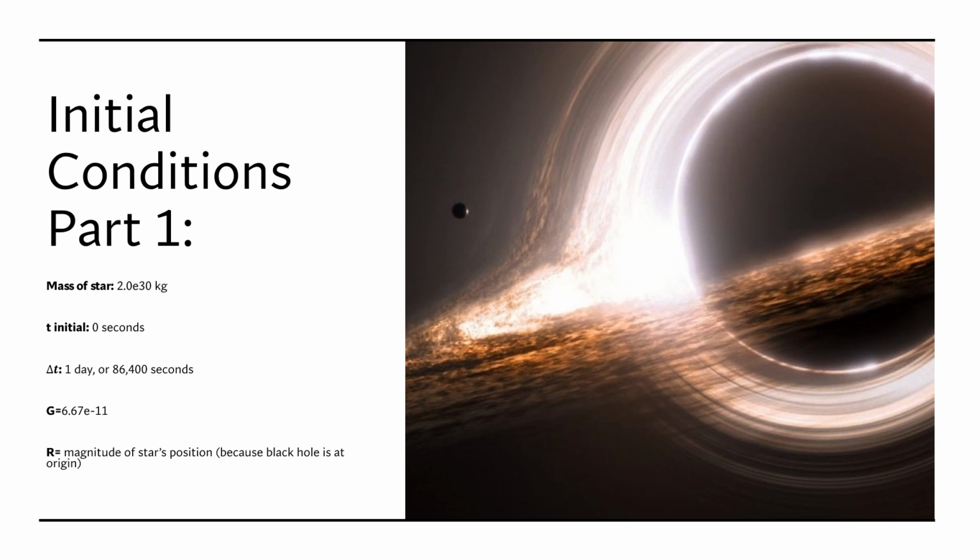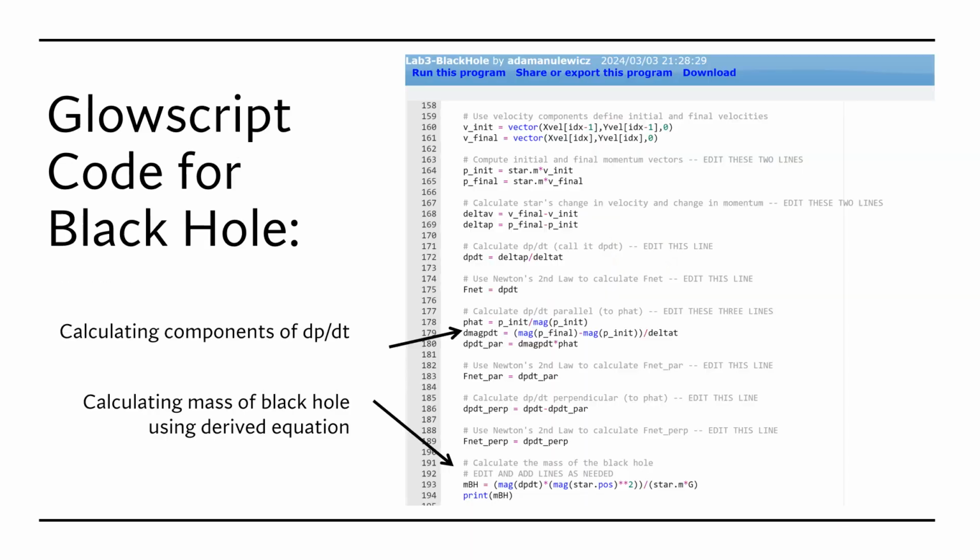So for the first part of the lab, our initial conditions are the mass of the star is 2 times 10 to the 30 kilograms, our t initial is 0 seconds, our delta t is 1 day or 86,400 seconds, our gravitational constant is 6.67 times 10 to the negative 11th, and our radius between the two is just the magnitude of the star's position, because since the black hole is at the origin, we can just use where the star is relative to the origin or the black hole to find the distance between the two.